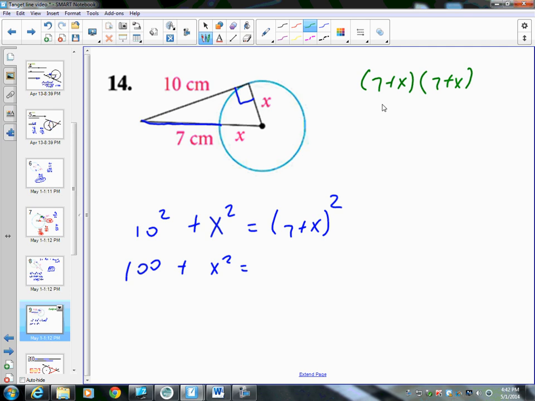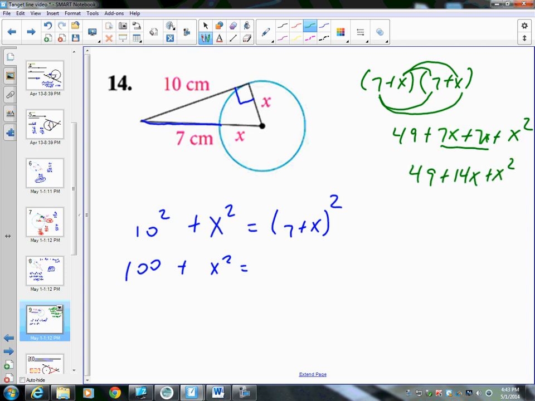I'm actually going to do it by FOIL, which means first. So 7 times 7 is 49. Plus first outside, 7 times x is 7x. Inside, 7 times x is again 7x. And last, x times x is x squared. I can go ahead and combine these. 7x plus 7x is 14x. We get 49 plus 14x plus x squared. And this whole thing is being plugged in right here. Okay, so 49 plus 14x plus x squared.